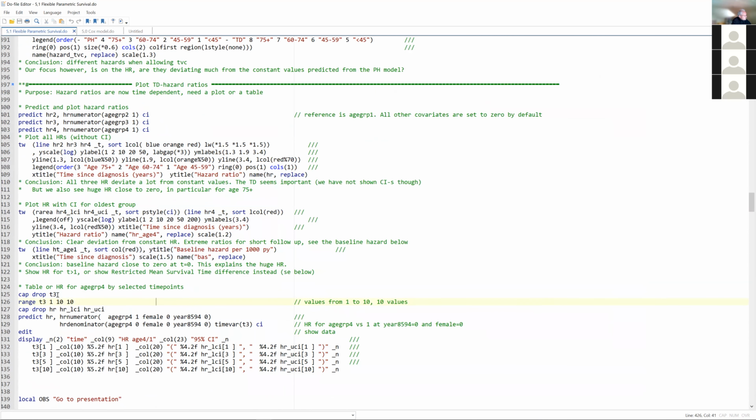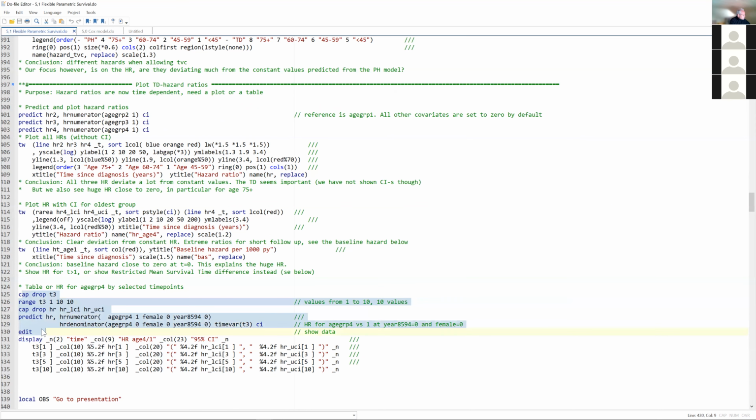Here I make a new time variable ranging from 1 to 10 years, and there are 10 values. And then I predict the hazard ratios on those values, contrasting group 4 equal to 1 to group 4 equal to 0. So that's the oldest versus the youngest group. And then fixing the values for female and for year at the same values and predicting on this new time variable.